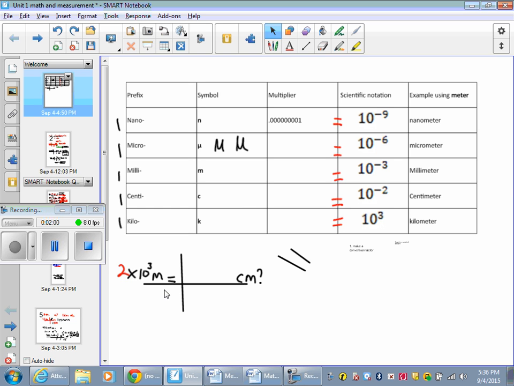Which one of those do I need for this problem? Let's see. Meter. Do I see meter here? No. But I see centi, right? Prefix centi. Here's centi. Let's read that sentence. 1 centimeter equals 10 to the negative 2 meters. So I'm going to write it exactly how I said it. 1 centimeter equals 10 to the negative 2 meters. Don't worry about that long squiggle. See how I made a conversion factor by just reading it left to right? 1 centimeter equals 10 to the negative 2 meters.